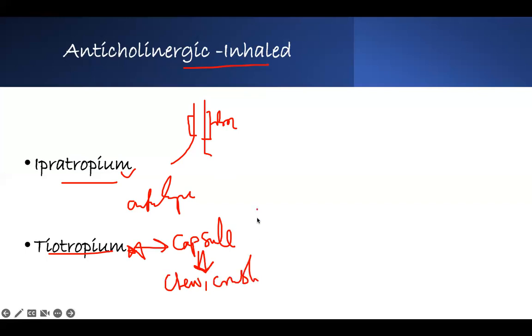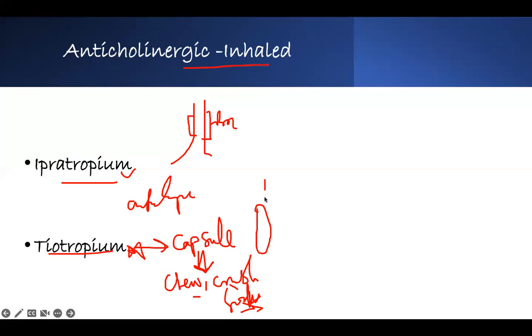They would think it comes like that. It's in a capsule. Unfortunately, they would think they can swallow it. No, you can't swallow it either, because it's an inhaler. No swallowing, no crushing, no chewing. You open the spacer and you put it in the spacer and you inhale it.